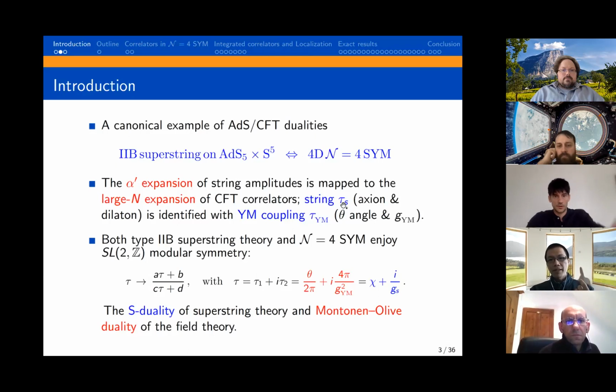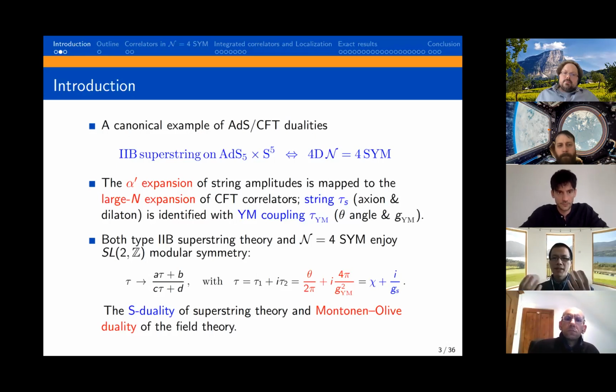Then the string coupling, I call it tau. As you know, in string theory the coupling is given by the expectation value of the scalars, in this case the axion and dilaton. I emphasize here, as will be clear, that we really want to study the complexified coupling, because we want to study the non-perturbative effects. So we will keep both. And that will be identified with the Yang-Mills coupling. Again, it's a complexified coupling, which contains both the theta angle, which often you ignore, and the Yang-Mills coupling.